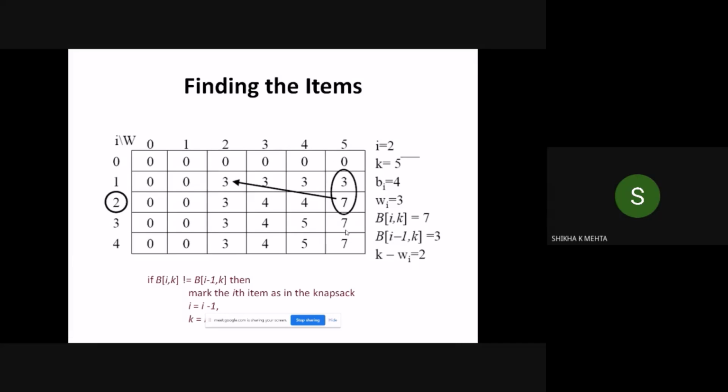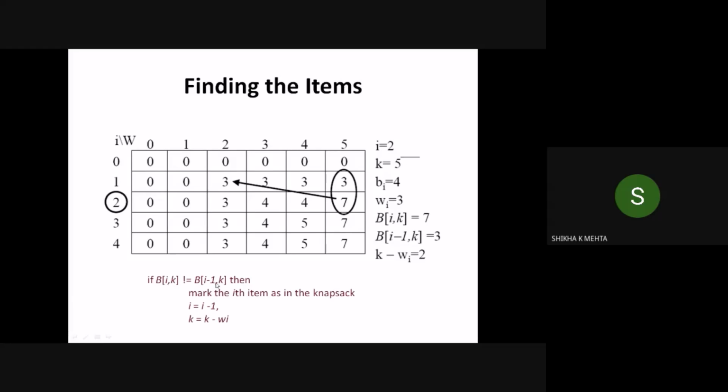Now again we have moved to the second item. So when we move to the second item, you see the weight of the second item is 3, and B[I,K] and B[I-1,K] are not the same, because the second one, the 25 value is 7 and the 15 value is equal to 3. So if these are not same, what we are going to do, we are going to include the second item into the knapsack, as the pseudocode is also shown over here.